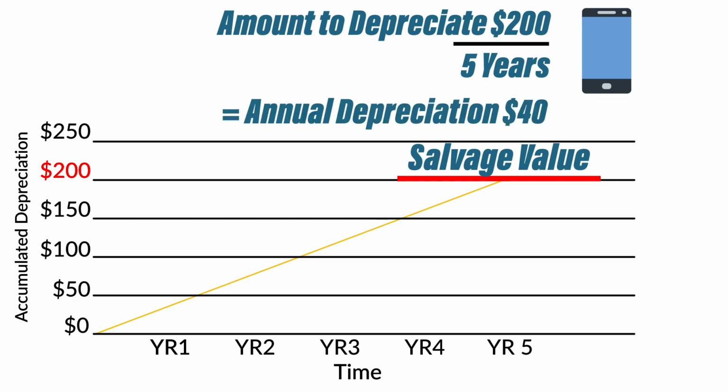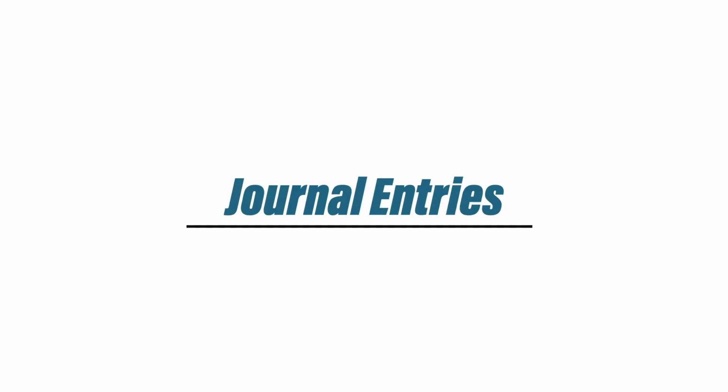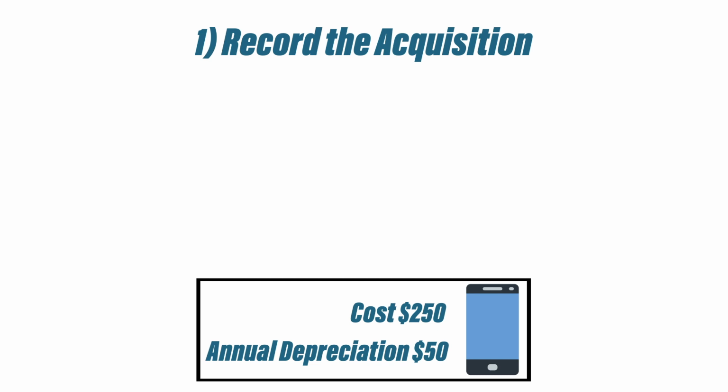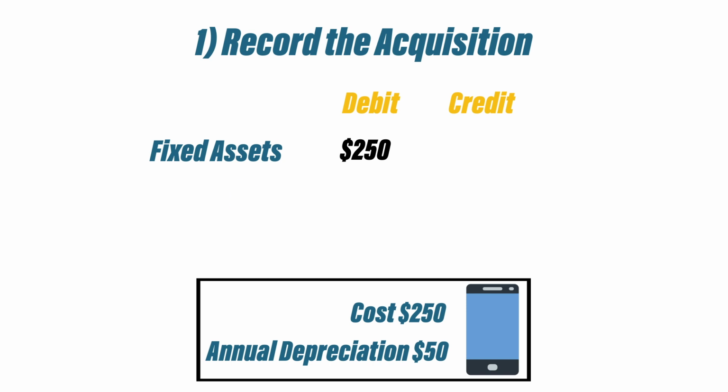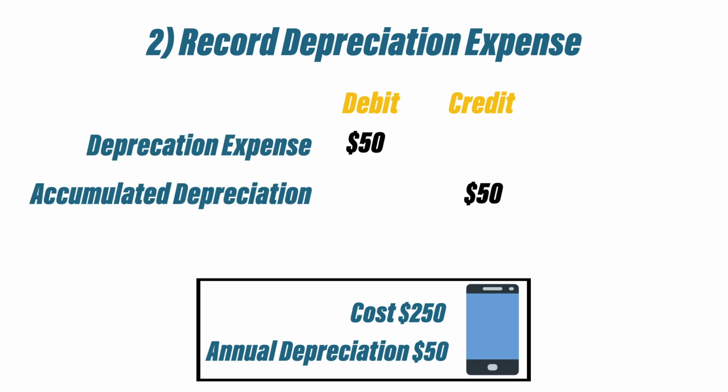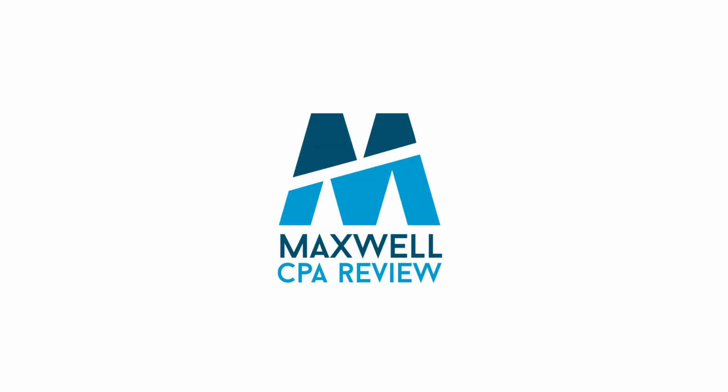Now that we've talked about how to calculate straight line depreciation, let's talk through the journal entries. This is for the first example where there was not any salvage value for the cell phone. First, we acquired the cell phone for $250, so we debit fixed assets for $250 and credit cash for $250. Then we have to record depreciation expense each year. So we debit depreciation expense for $50 and we credit accumulated depreciation for $50. And it's as simple as that.